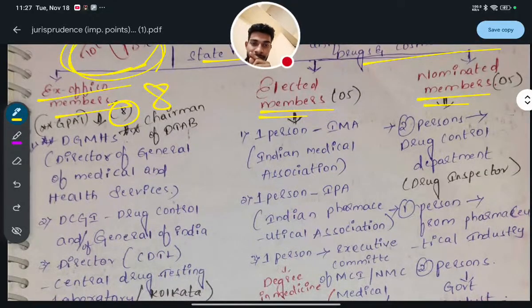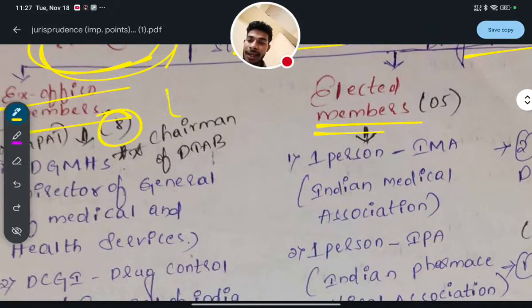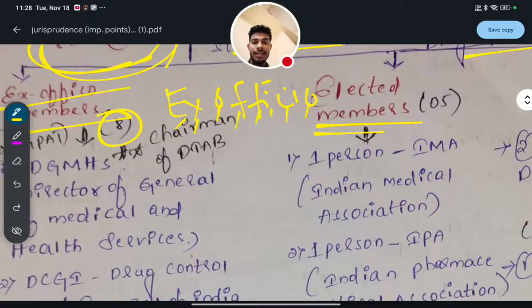What is this? E, and it is similar to 8 or not? Yes. So by this you can remember 8 ex officio members, or else you can remember it like that also. If you write the term EXOFFICIO, see how many alphabets are there? 1 2 3 4 5 6 7 8.